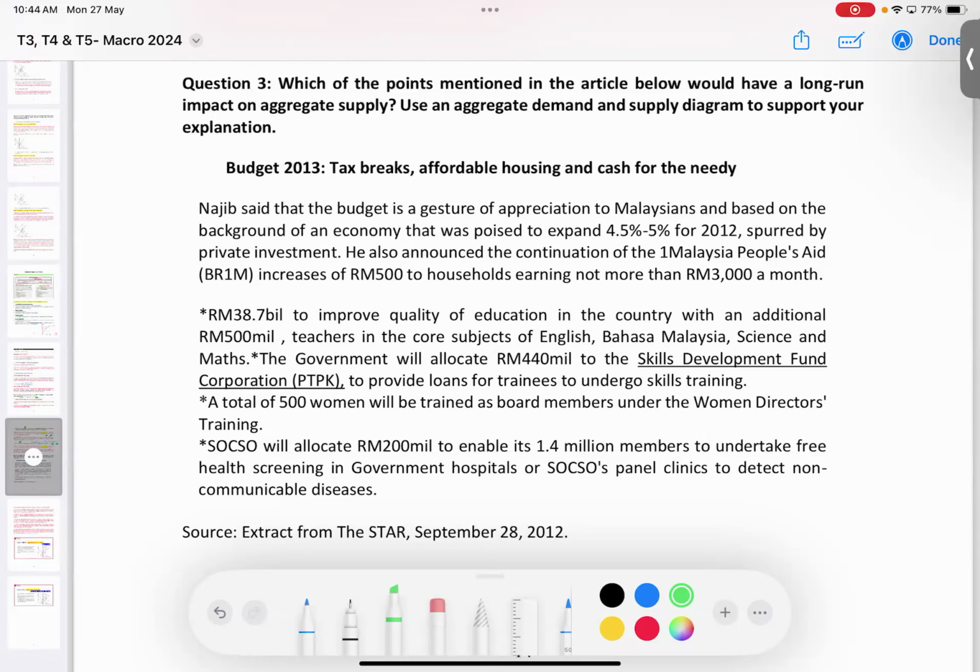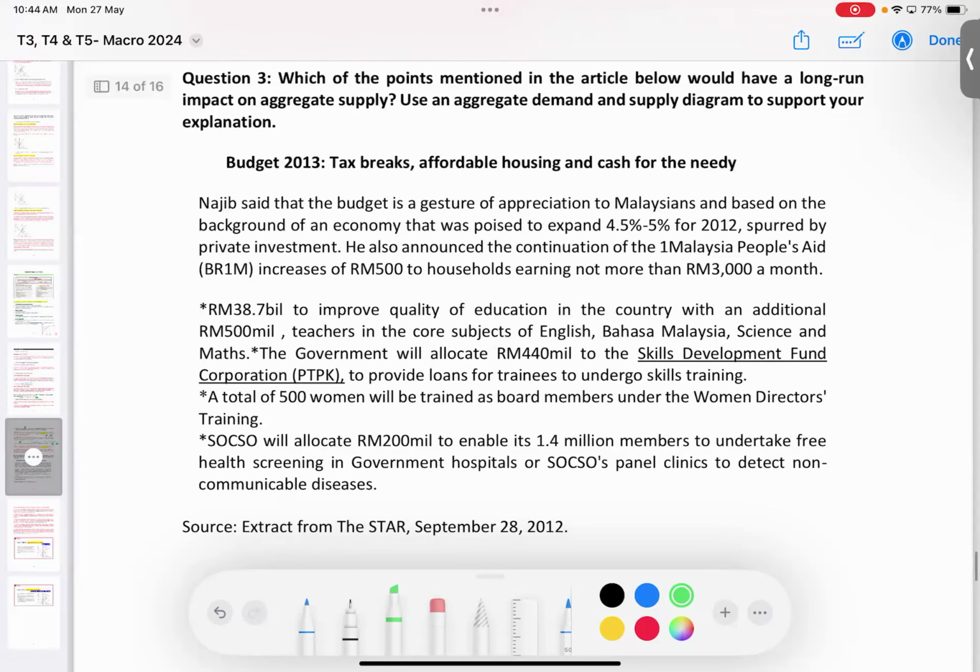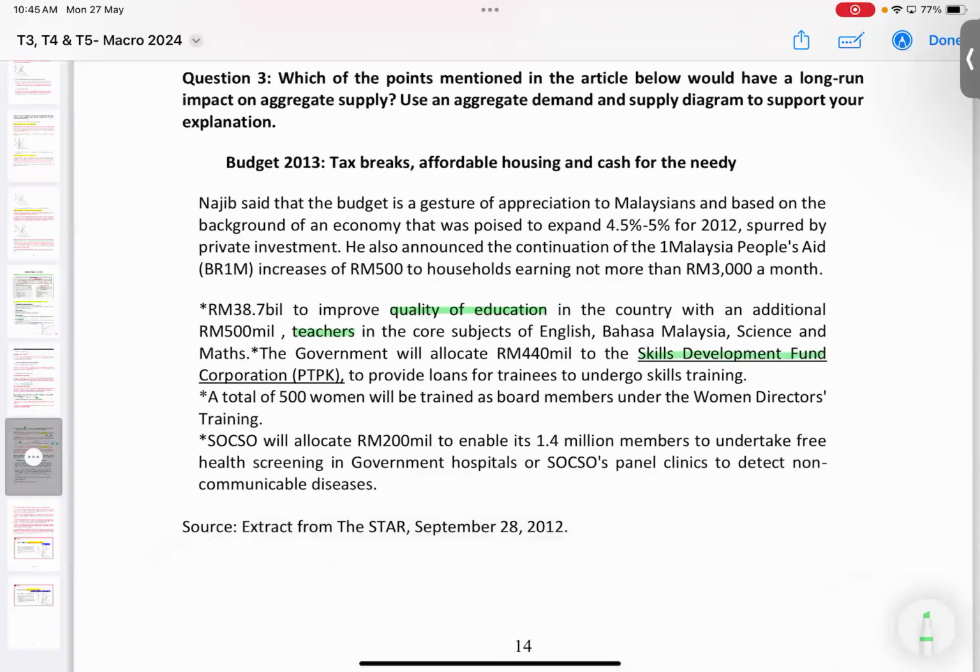Now here it says he also announced the continuation of the One Malaysia People's Aid, an increase of 500 to households earning not more than 3,000 a month. Something about transfer payments here. Then continuing, you can see some star points here. First one, 38.7 billion to improve the quality of education in the country, with an additional 500 million for teachers in the core subjects of English, Bahasa Malaysia, Science and Maths. The government will allocate 440 million to the Skills Development Fund Corporation to provide loans for trainees to undergo skills training.